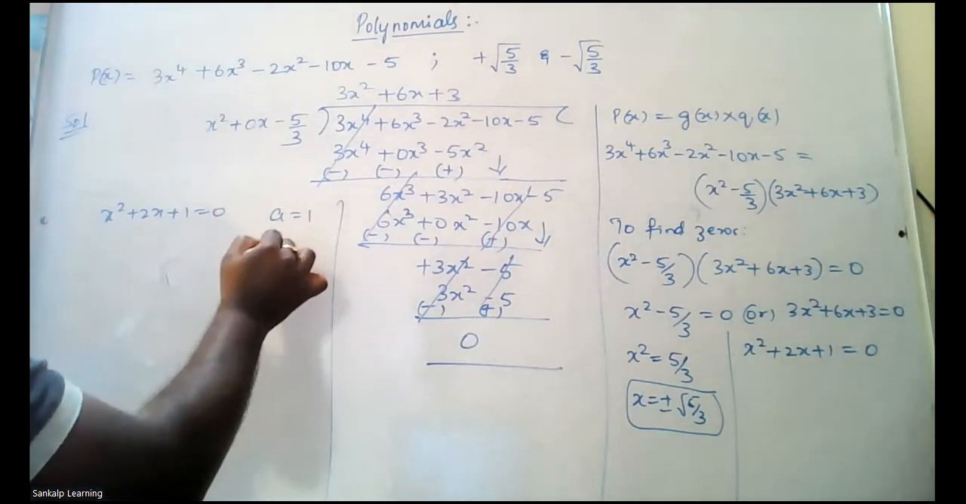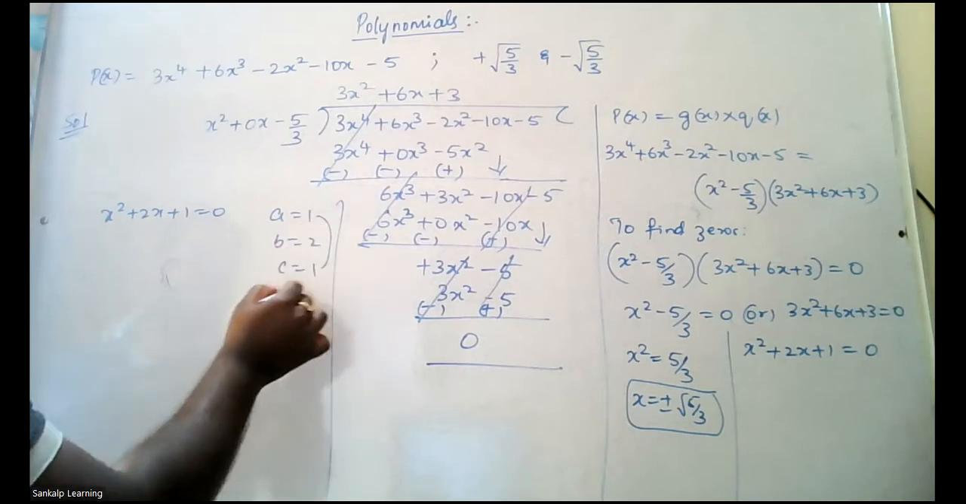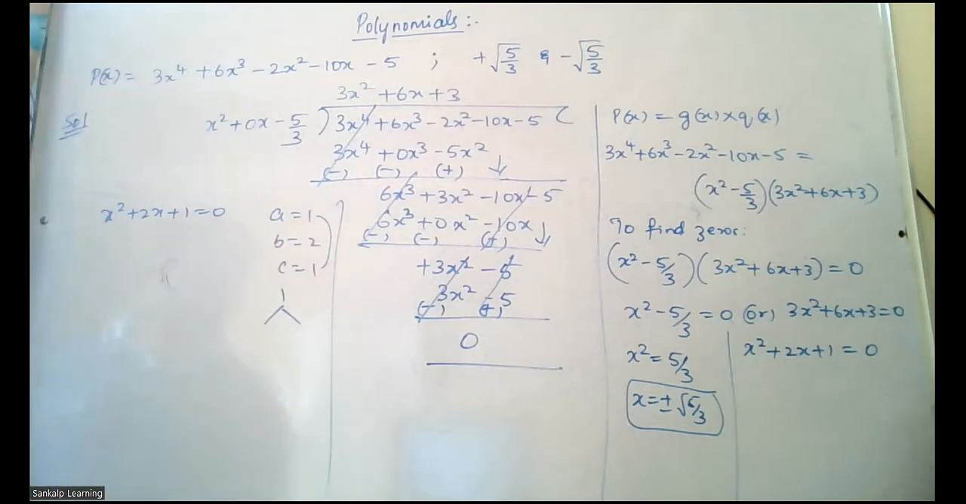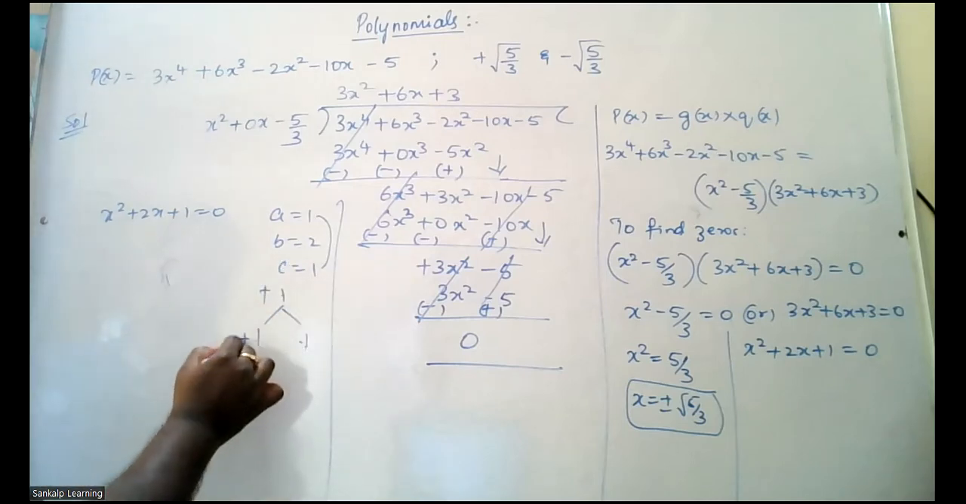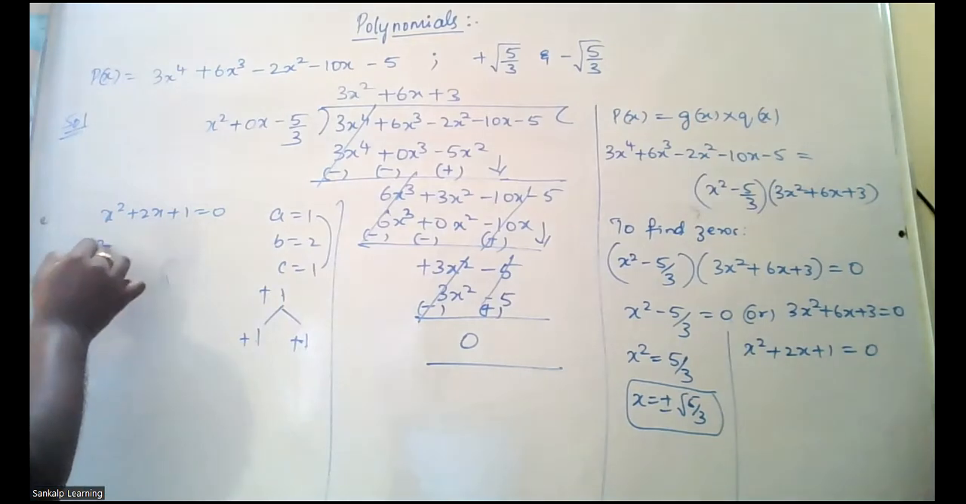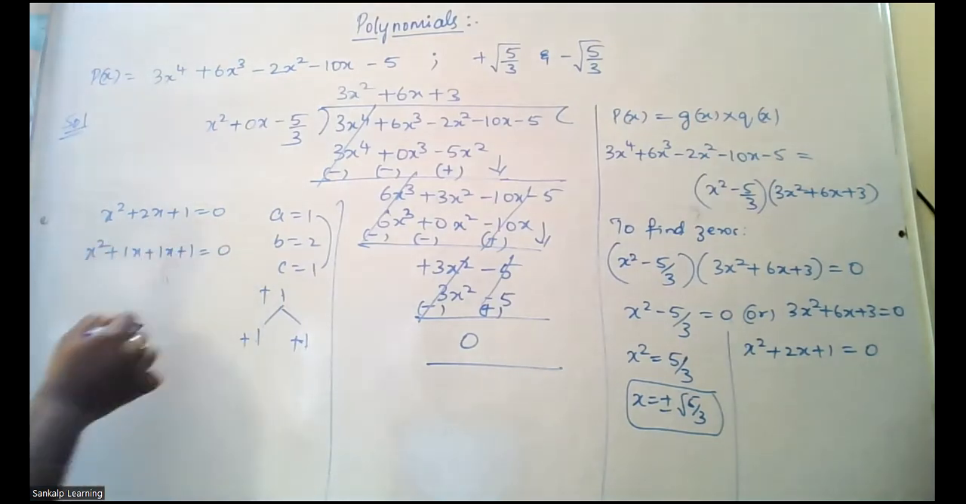Here a value is 1, b value is 2, c value is 1. So multiply a and c. 1 into 1 is 1. So the factors will be 1 and 1 itself. If you multiply, you should get 1. If you add, you should get 2. Therefore, you can write this as x square plus 1x plus 1x plus 1 equal to 0.